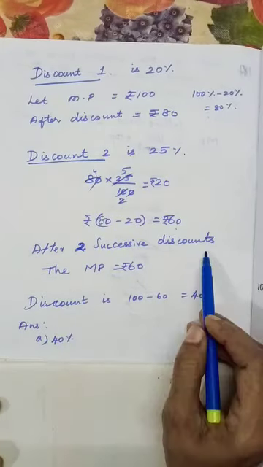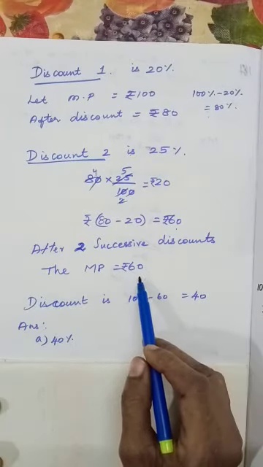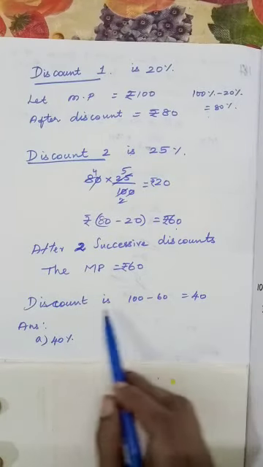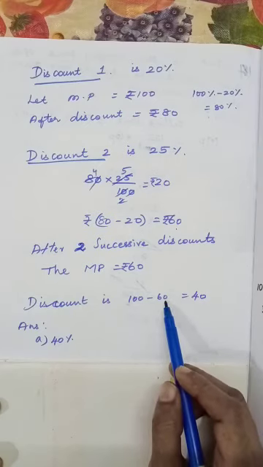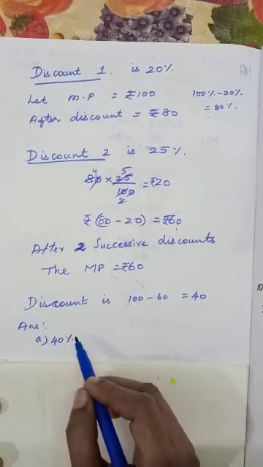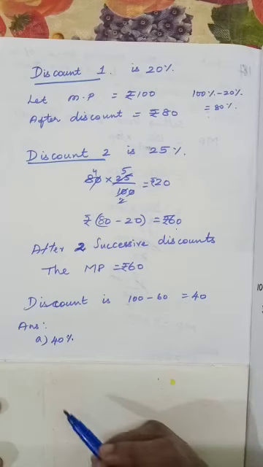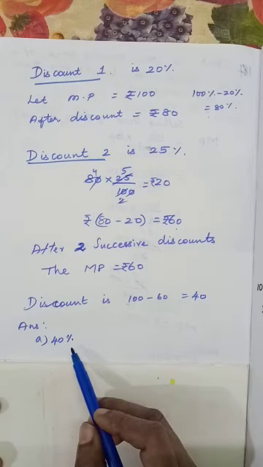So after two successive discounts, the price is rupees 60. So discount is 100 minus 60. That is 40. It is 40 percentage. A is the answer.